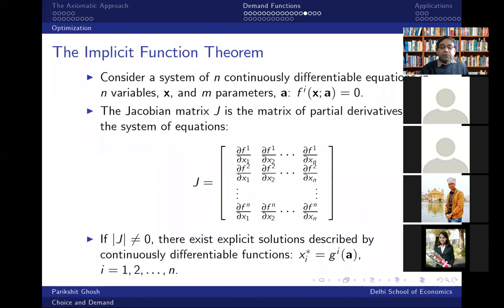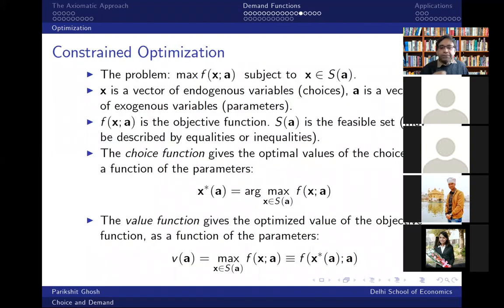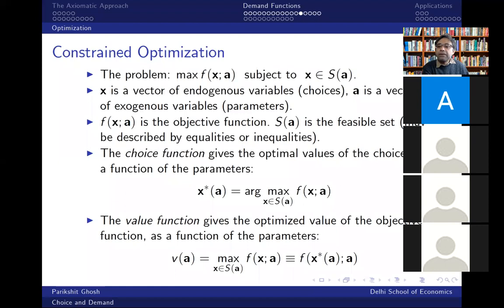All right. Now, let me get to the implicit function theorem. Why do we care about this theorem? Here's the thing. Most economic models essentially boil down to a system of equations. In the consumer's problem, what is the system of equations? Anyone? Budget constraints? No. It's the first order conditions.